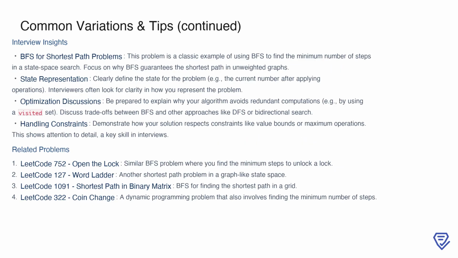Now let's focus on key insights that are especially relevant for interviews. This problem is a classic example of using breadth-first search to solve a shortest path problem. BFS guarantees the shortest path in unweighted graphs, which is why it's often the best choice here. Be sure to explain why BFS is suitable, as interviewers may ask about your reasoning.